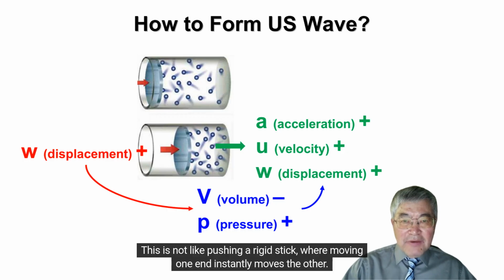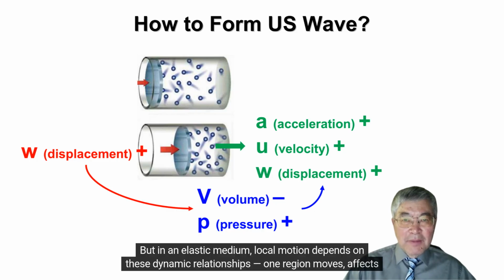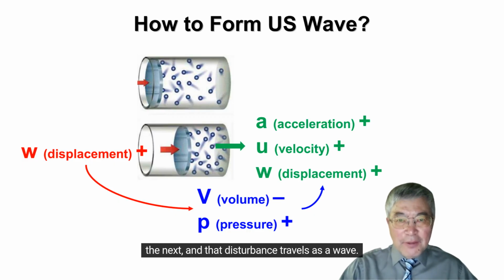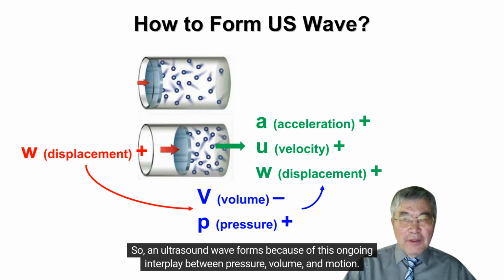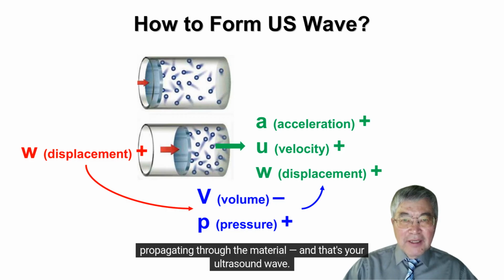This is not like pushing a rigid stick where moving one end instantly moves the other. In a rigid body, everything moves together. But in an elastic medium, local motion depends on these dynamic relationships. One region moves, affects the next, and that disturbance travels as a wave. So, an ultrasound wave forms because of this ongoing interplay between pressure, volume, and motion. Push a little, the volume shrinks, pressure rises, acceleration increases, and that disturbance keeps propagating through the material. And that's your ultrasound wave.